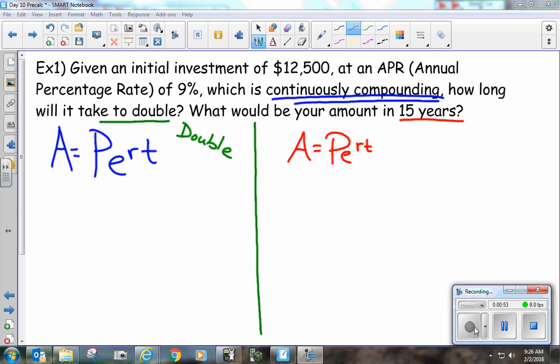Okay, there's really two questions. This is 15 years. I'll do the 15 years first because that is simple. They want to know the amount. So they want to know our A, which means all I do is fill in my variables here in the calculator and hit enter. That's nice. So what does my p-value represent? That's 12,500, which is our initial amount, right?